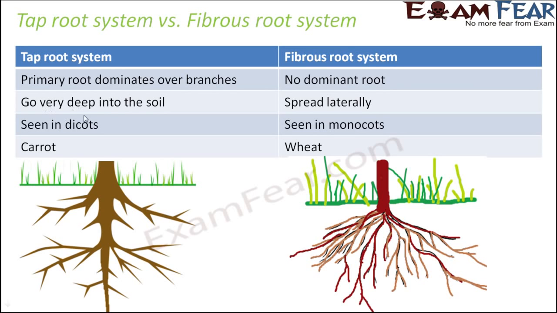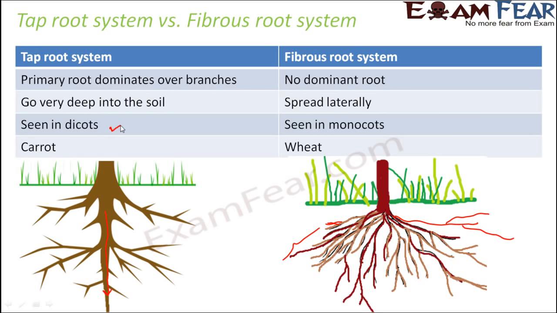A taproot system goes very deep into the soil. Since you have one strong primary root, it keeps growing and goes very deep into the soil. But in fibrous root, the spread is lateral. In the taproot, this single primary root will keep going deep down the soil. But here you don't have anything like that. So here the spread will be somewhere like this, a lateral spread rather. So here it will spread laterally, and in taproot it will spread in depth.